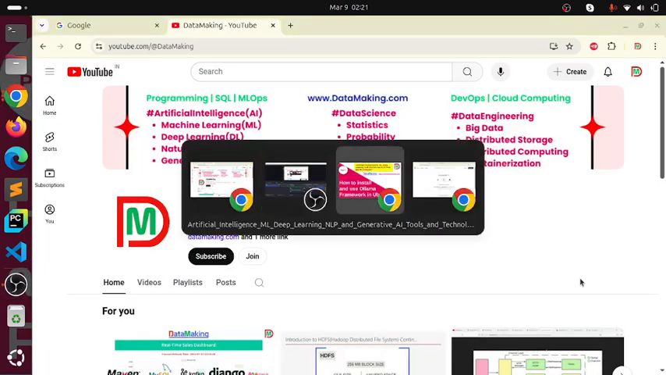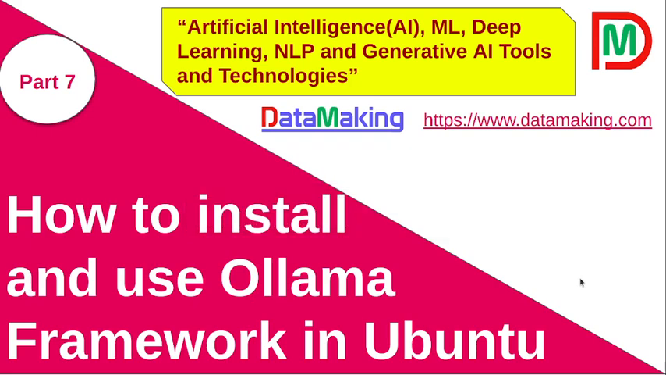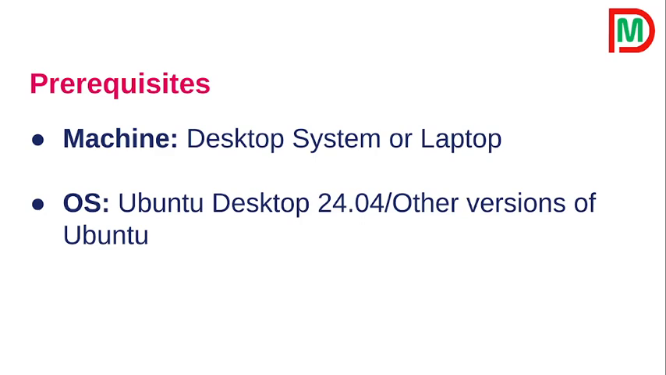In this video, we are going to discuss how to install and use the Ollama framework on the Ubuntu operating system. Prerequisites are a desktop or laptop system, you should have it. The operating system which I am using is Ubuntu desktop 24.04, or you can use another Ubuntu version.